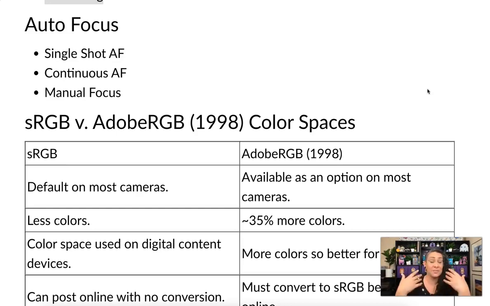Another time is if it's too dark. If it's really dark outside and you just can't see anything, then you'll have to manual focus for your camera to be able to take the photo. And you have to switch to that mode for it to work.